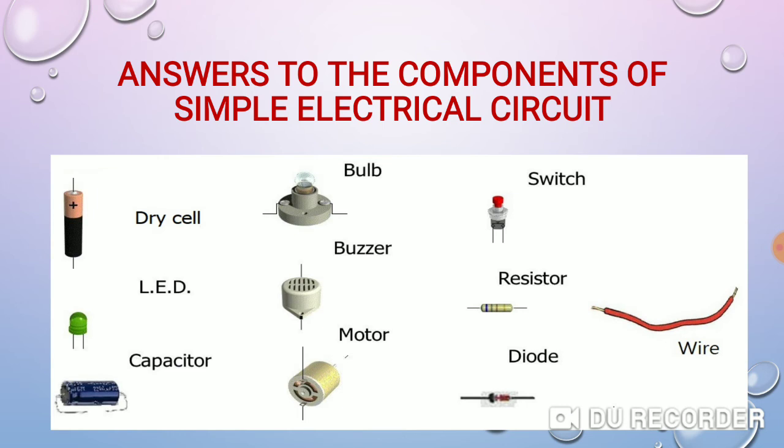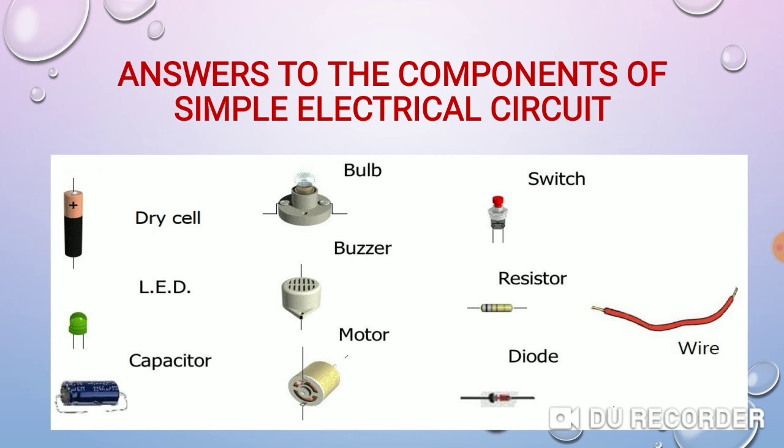Good. So the first one was dry cell. 2 or more dry cells will give you a battery. Good. Then we have the LED. And what's the full meaning of LED? Yeah, light emitting diode. Then we have the capacitor. Then we have the bulb or the light bulb, the buzzer, the one in your wall clock that produces a sound when the time strikes o'clock. Then we have the motor.